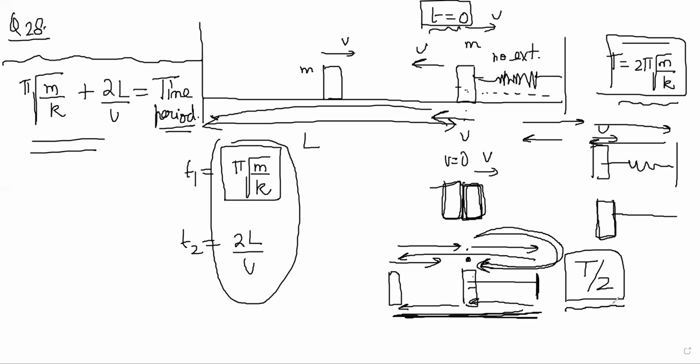So that is time period by 2. And then the block collides again and this goes here and returns back in 2L by V. Then the whole cycle repeats once more. So the total time period for the periodic motion is just this. So try the rest of the questions here.